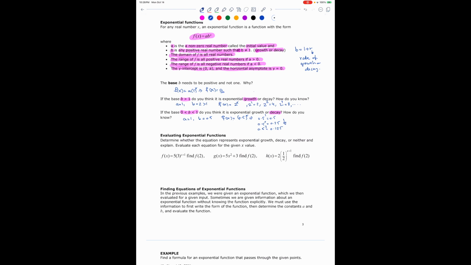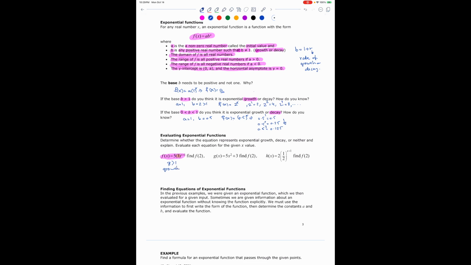Evaluating exponential functions. For the coming examples, we need to find whether the equation represents exponential growth, decay, or neither, and evaluate each equation for the given x value. So for the first function right here, by examining the base, we can determine if the function is increasing or decreasing. So the base is 3 in this case, and the base is bigger than 1. 3 is bigger than 1, which means this is a growth. This is an exponential growth.